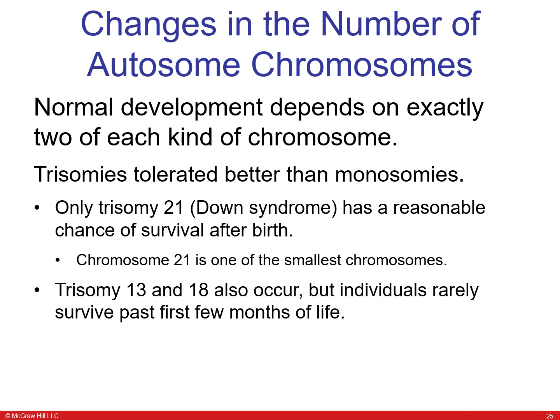Normal development depends on exactly 2 of each kind of chromosome. Trisomies are tolerated better than monosomies, and only trisomy 21, Down syndrome, has a reasonable chance of survival after birth. Most of the fetuses that have changes in chromosome numbers are spontaneously aborted. Trisomy 13 and 18 also occur, but individuals rarely survive past the first few months of life.